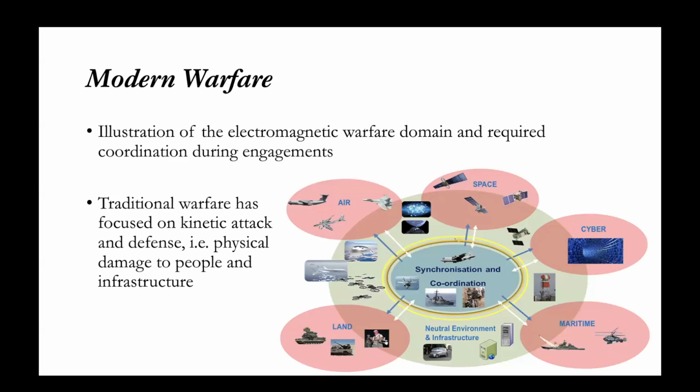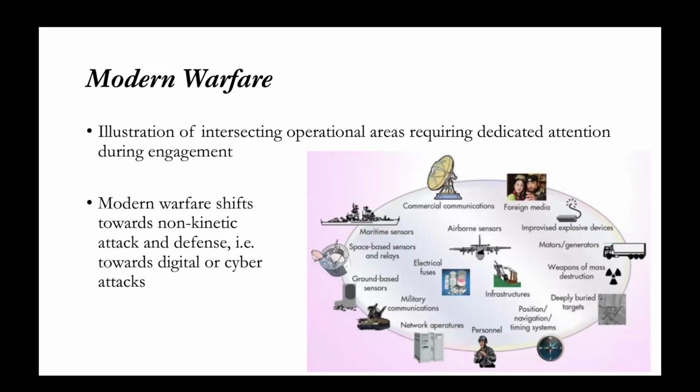This is just an illustration when you're thinking about the scope of modern warfare. This is an electromagnetic warfare domain and required coordination during engagements. Look at all this. Space, air, cyber, maritime, land, synchronized, coordinated efforts. Traditional warfare focused on kinetic attacks and defenses, physical damage to people and infrastructure. Modern warfare shifts towards non-kinetic attacks and defenses, towards digital and cyber. As you can see, commercial communications, foreign media, airborne sensors, infrastructure, of course, that's all through there. But there's a bigger emphasis on some of these, maybe the media aspect, the cyber aspect, the electrical grids and the circuitry that underpins these sorts of things. It's a little frightening.